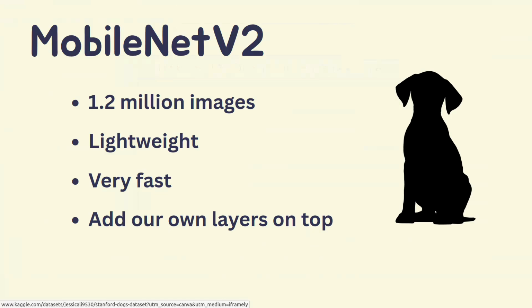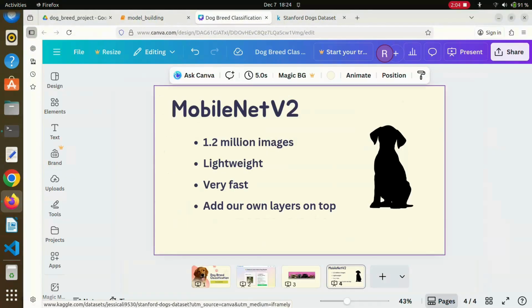MobileNetV2 is lightweight and very fast. It already knows how to detect eyes, ears, texture, fur, shape. We only need to teach it the final step: which breed is this dog? That's why we add our own layers on top. Let's jump into Google Colab now.